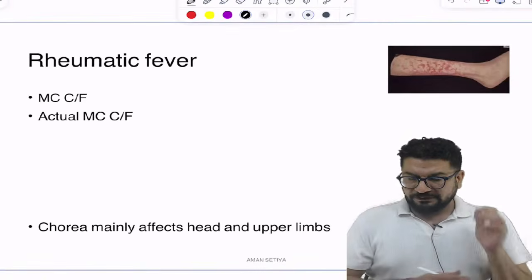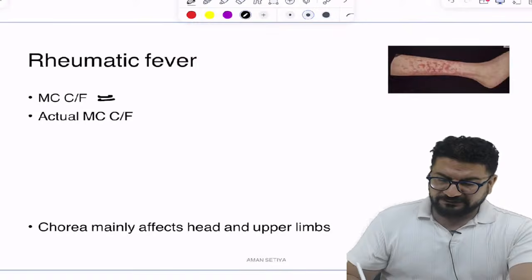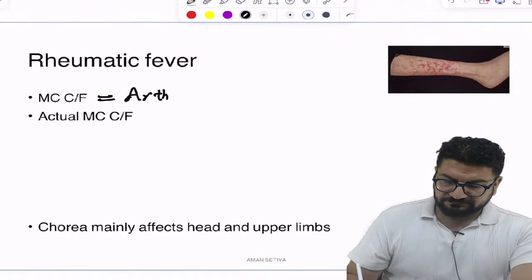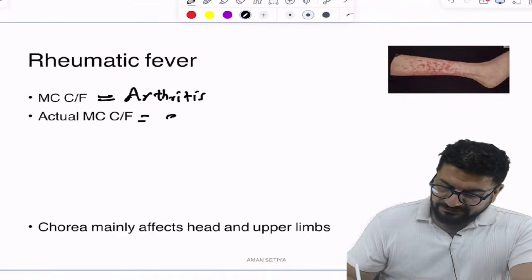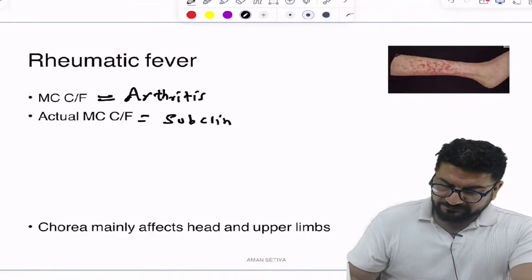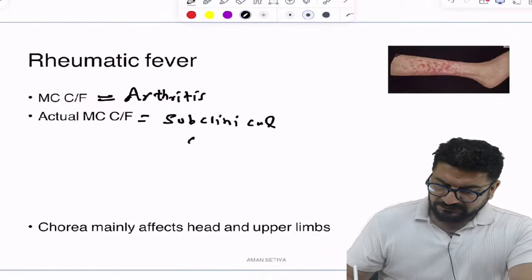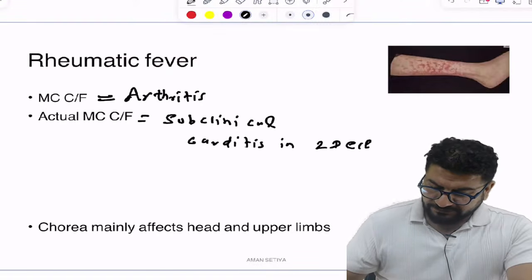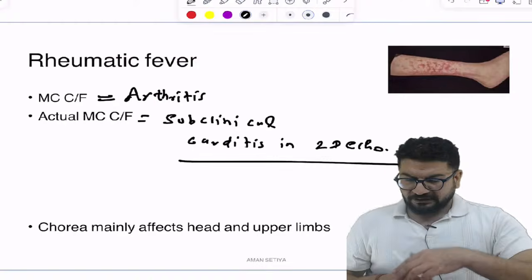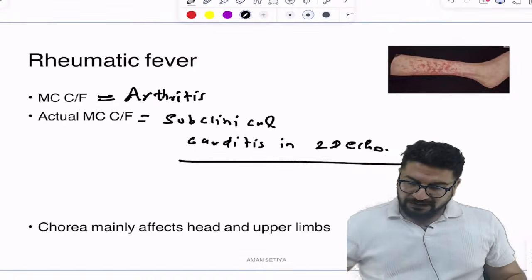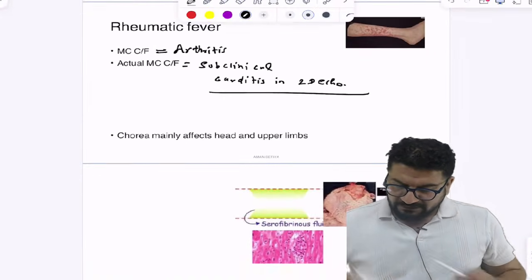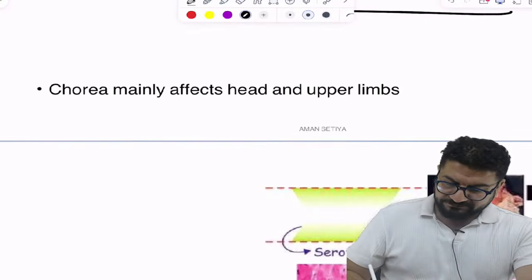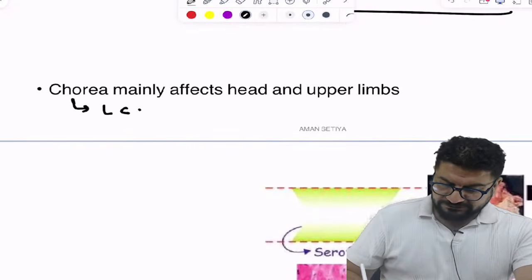Rheumatic fever: they ask you in exam, the most common will be arthritis. But if I ask you the actual most common, it will be subclinical carditis, seen in 2D echo. This will be the actual most common. And chorea will mainly affect your upper and lower limbs. This chorea, you can say it is least common. Chorea is the one which is least common.